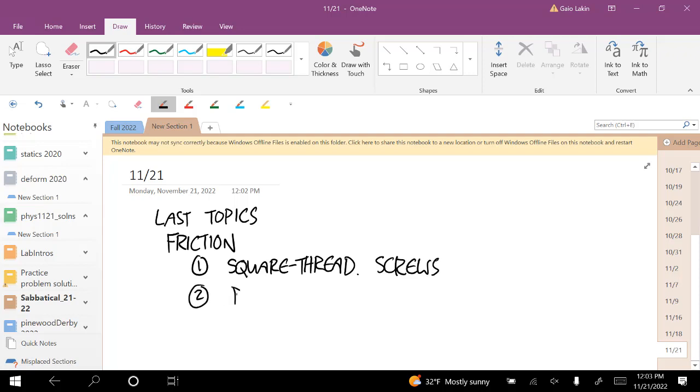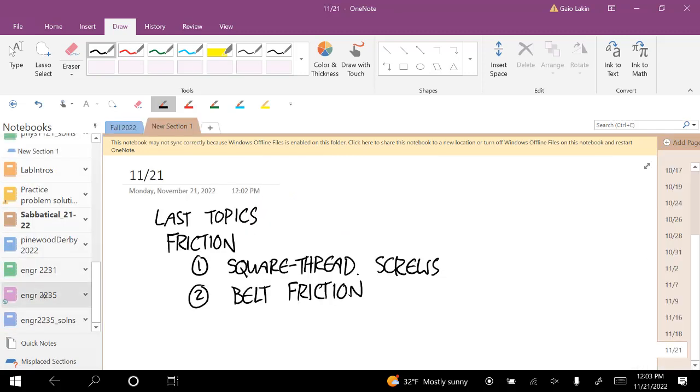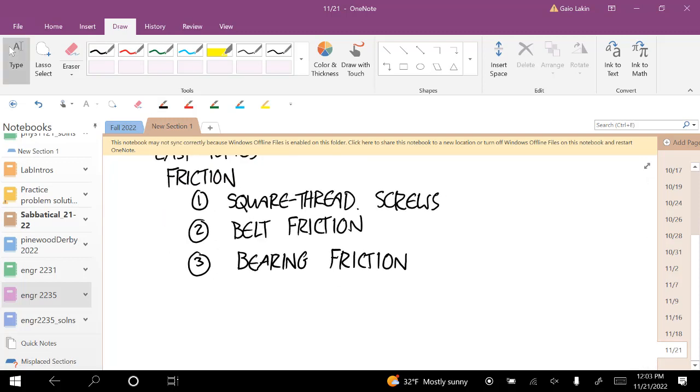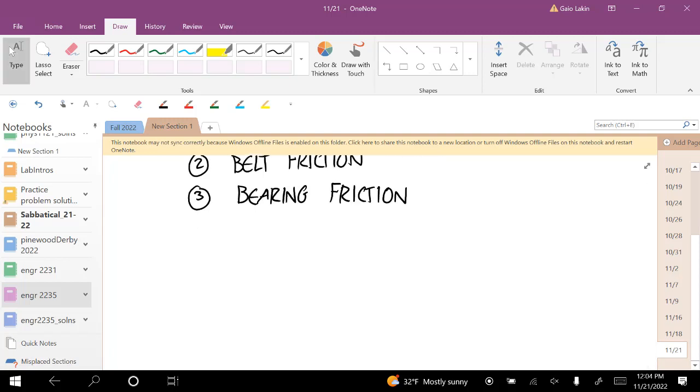And then belt friction. And then bearing friction. And there's two kinds of bearing friction. Well, we'll get to that when we get to it. But we're almost done with square threaded screws. You know, so square threaded screws.